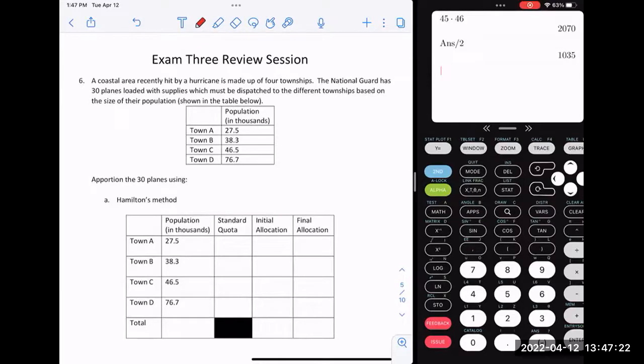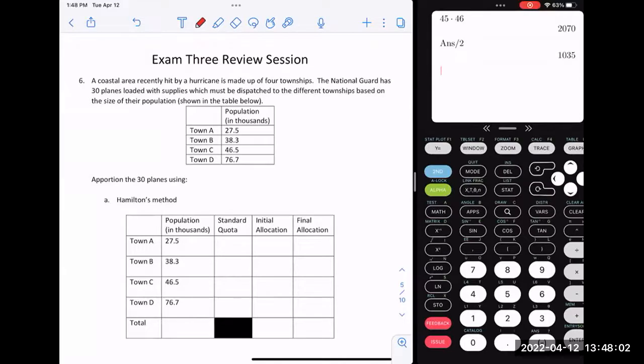So what I've done here, I just have one example that I'm going to do repeatedly. We have several different apportionment methods, and I'm just going to use the same example for all of those. So this example says a coastal area recently hit by a hurricane is made up of 4 townships. The National Guard has 30 planes loaded with supplies, and those must be dispatched to the different townships based on the size of their population. So we've got information here on town A, B, C, and D, and we have their population in thousands.